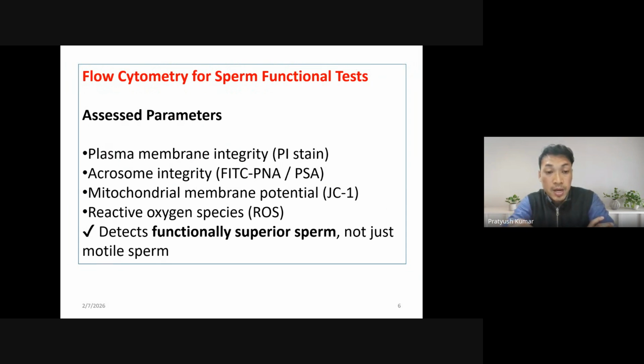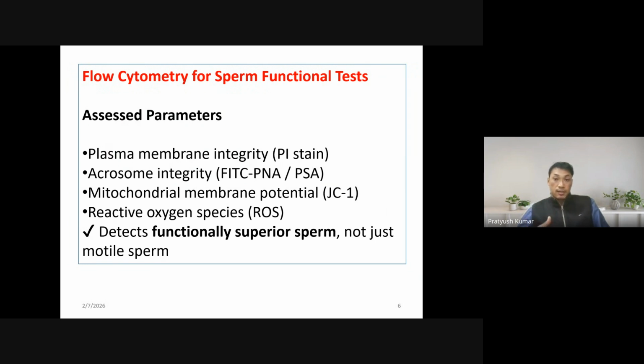Mitochondria is the main part, with JC-1 stain. It can be measured by flow cytometer or flow cytometry. So mainly, flow cytometry overall detects functionally superior sperm, not just motile sperm.